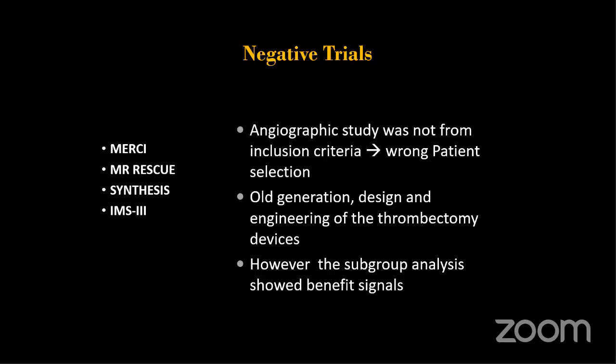The early negative trials in 2013, mainly Merci, MR RESCUE, and SYNTHESIS plus IMS3, had an angiographic study which was not part of the inclusion criteria. So they had wrong patient selection. They also used, at that time, older device designs and engineering of the thrombectomy devices, mainly Merci and early Penumbra devices. However, the subgroup analysis showed benefit signals.